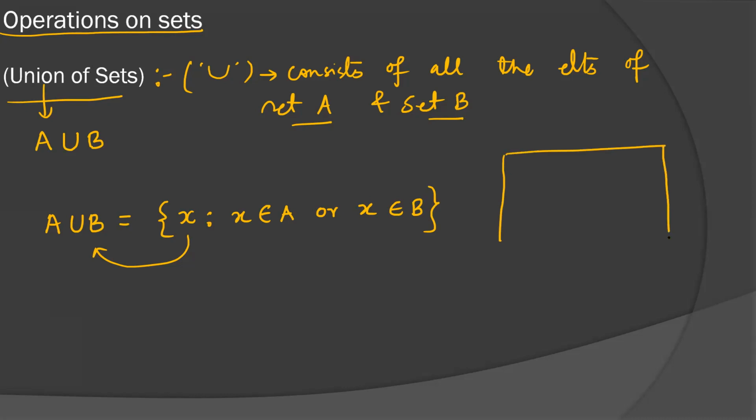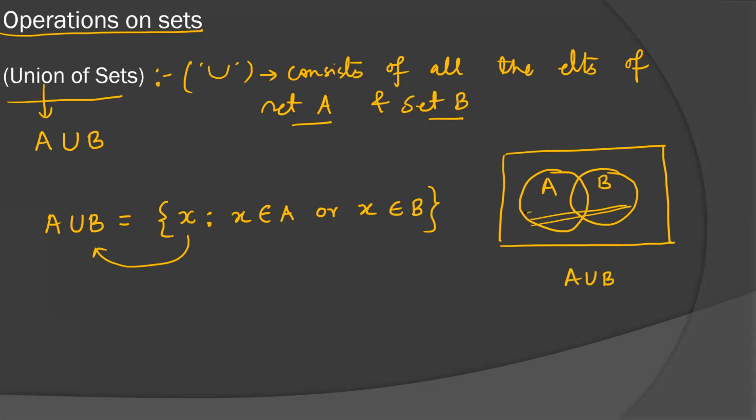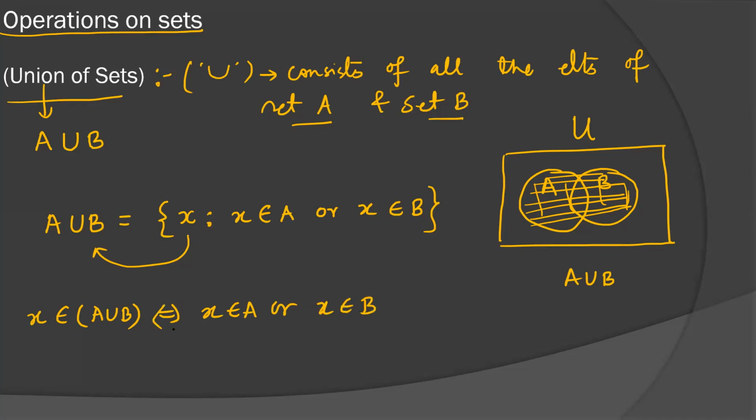If we see the Venn diagram here, this is your set A, this is your set B, then A union B is the coloring of both A and B here. This is your universal set. So this is the representation of the union of sets. Or we can write it as: if x belongs to A union B, it gives x belongs to A or x belongs to B. And this definition is true from both sides.